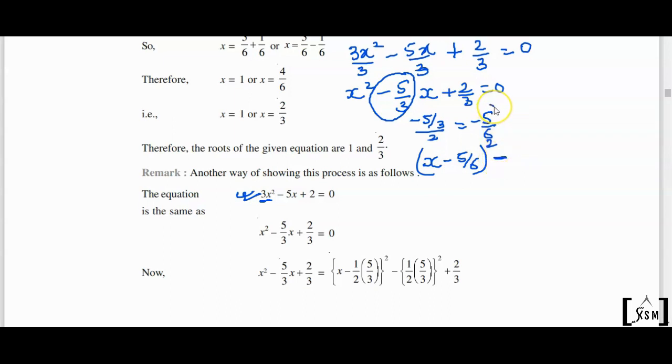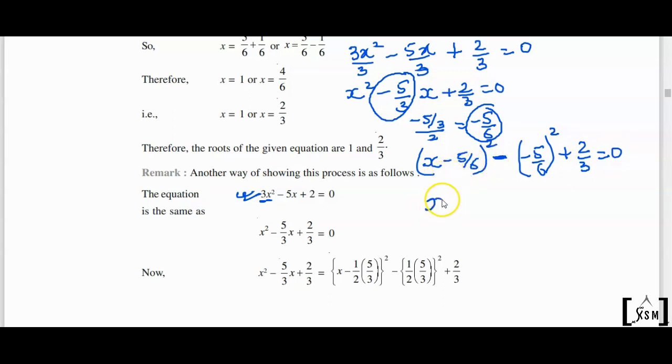and then the square of this number, negative 5 over 6, you have to put it as a square. Please understand, there will always be a subtraction, and whatever number you get here, you square that. Hope it is clear. Then we write down the next term which we had, which was 2/3, equal to 0. That makes it simple.